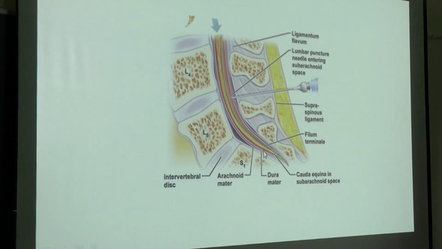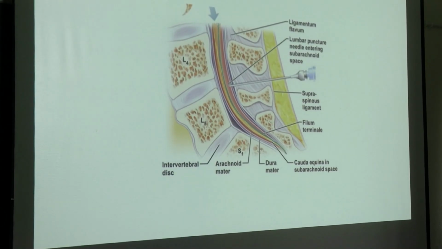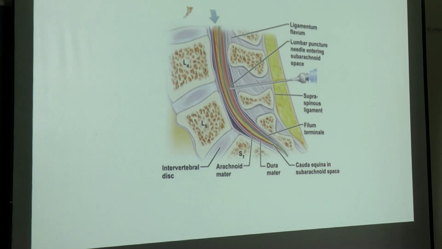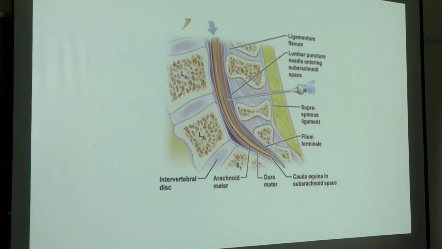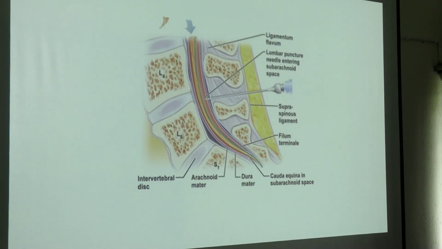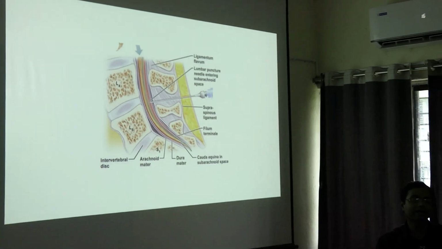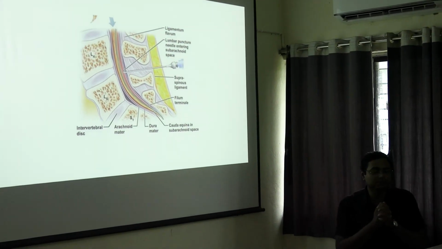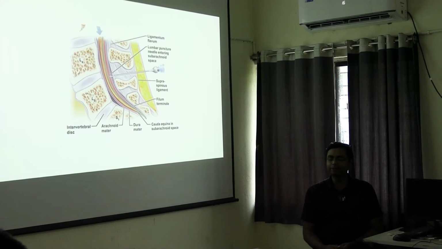So the spinal cord ends at the level, in adults, at which level? L1, the lower part of L1, L2, and that's why we have to introduce the needle below that, otherwise we will erroneously puncture the spinal cord.